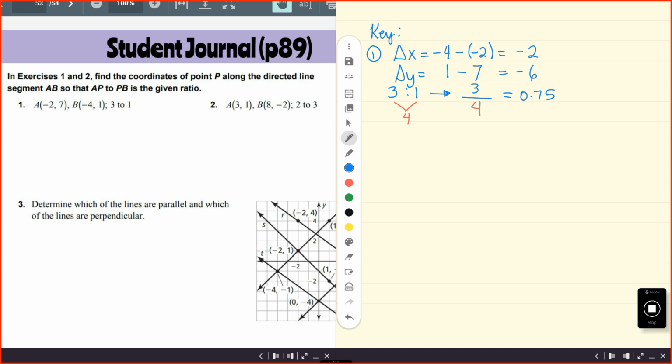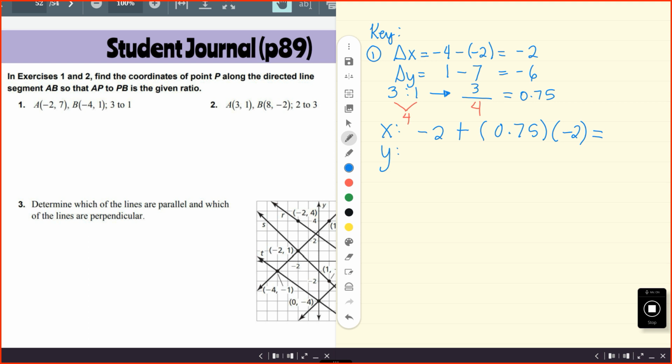That's all we need to find the partitioning point. So to find the x value and to find the y value, we go back to x1. What is x1 in A? It's negative 2 plus, what's the decimal? 0.75. And then what is delta x? Negative 2. Very good. Okay, help me with that, guys.